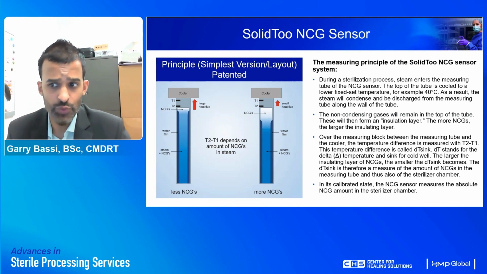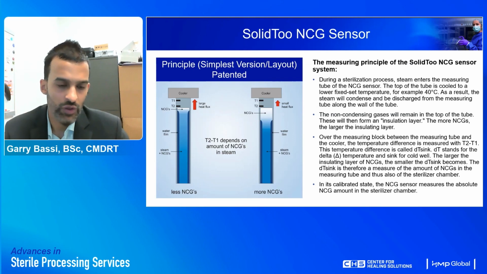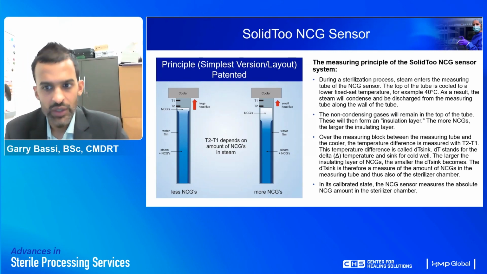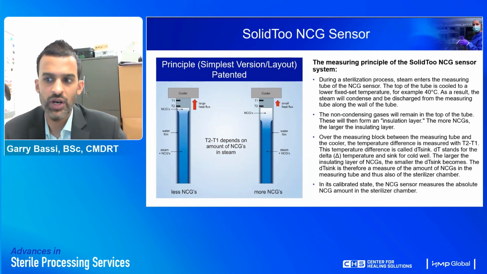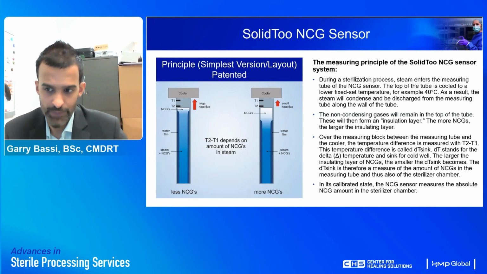The non-condensing gases will remain at the top of the tube, and these will then form an insulation layer. The more non-condensable gases there are, the larger the insulating layer. If you compare the picture on the left and the right, you can see that the non-condensable gas layer is larger on the right than it is on the left. Over the measuring block, between the measuring tube and the cooler, the temperature difference is measured by subtracting T1 from T2. The difference in that temperature reading is known as the DT sink. The DT stands for delta temperature, and sink for cold well. The larger the insulating layer of non-condensable gases, the smaller that value becomes.